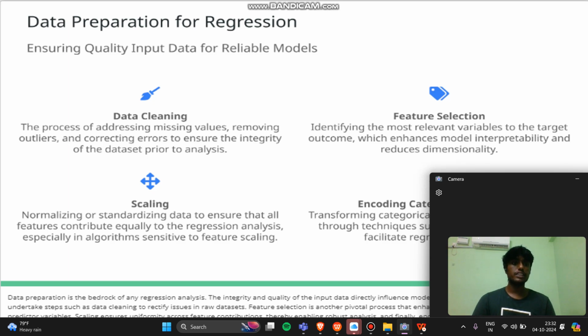Identifying the most relevant variables for the target outcome is feature selection, whereas scaling is normalizing or standardizing data to ensure that all features contribute equally to the regression analysis. So these are all the data preparation steps.